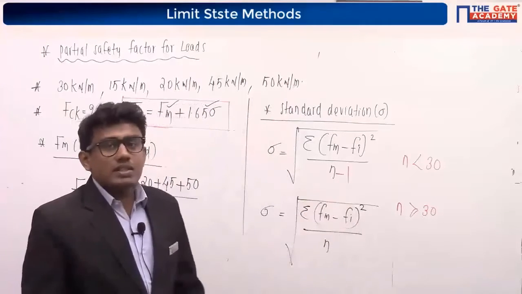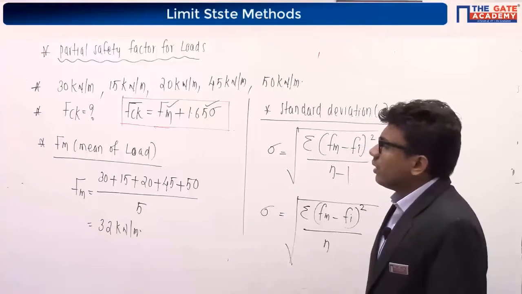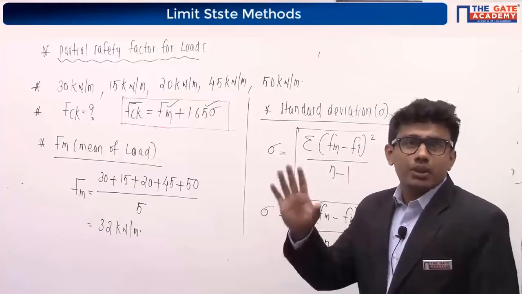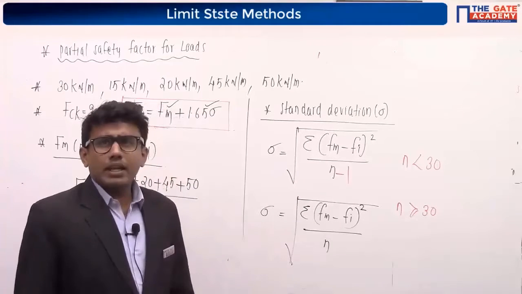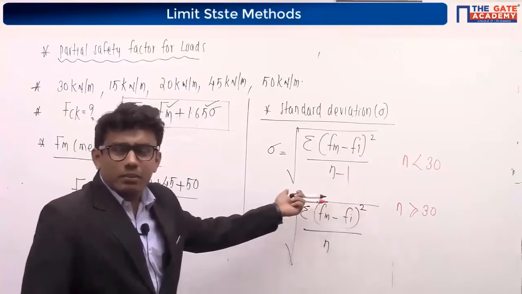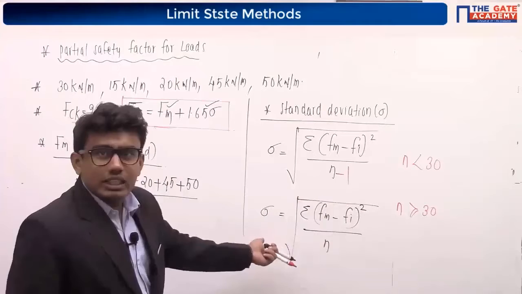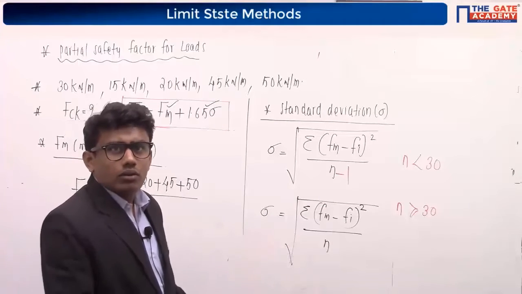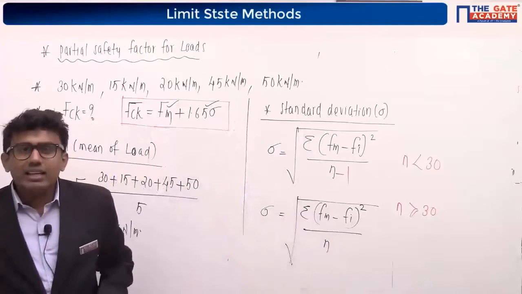Here, how many samples are there? 5. Did I make any mistake? It is n minus 1. When the number of samples is less than 30, it must be n minus 1. And when the number of samples is greater than or equal to 30, it must be n. So here the number of samples is less than 30.